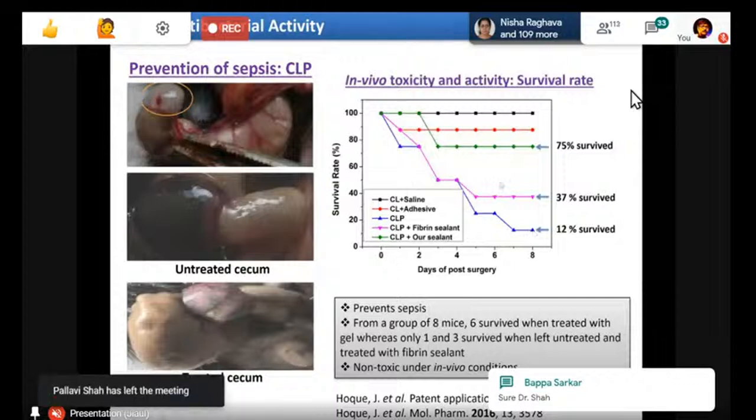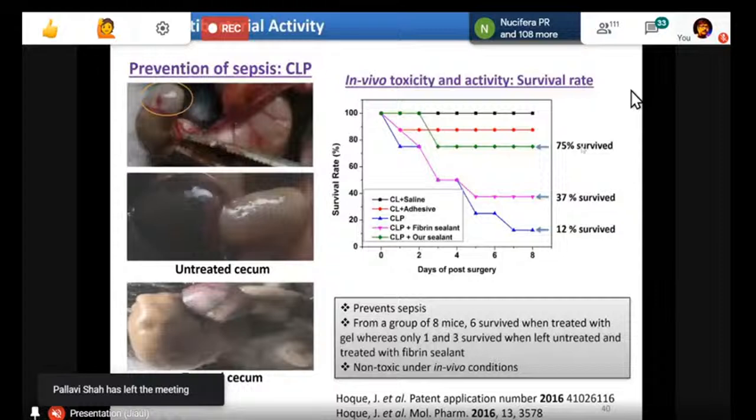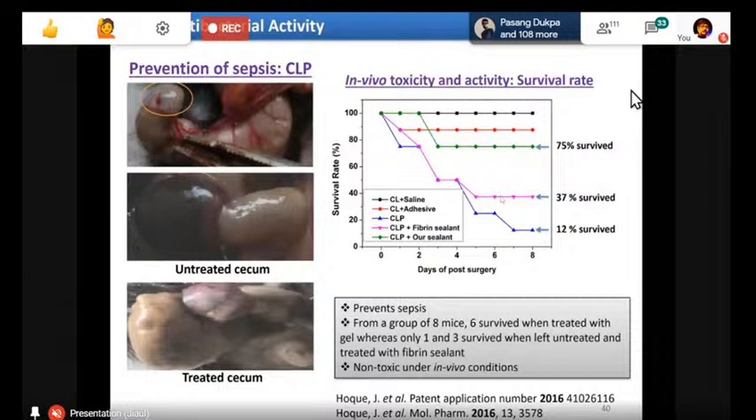But when we applied our gel, we see 75% survival. That means out of 8 animals, 6 animals survived there. So this clearly indicates that this material is able to prevent the sepsis under in vivo conditions.